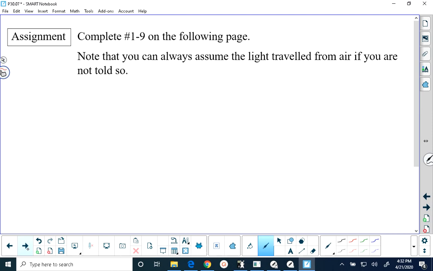The point I'm making here, the note, is that if I said to you, what is the speed of light in water, and you knew that the index of refraction of light in water was 1.33, you can always assume it went from air to water. You don't always have to be told that information.